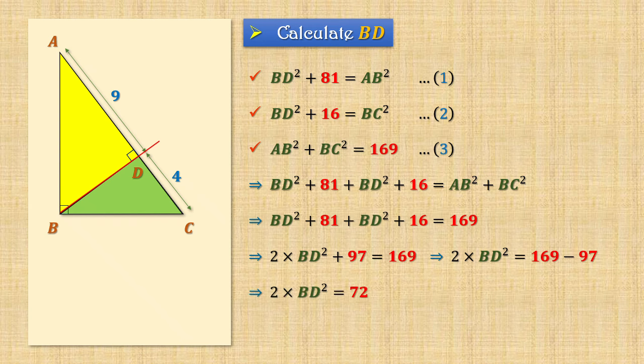So 2 times BD squared is equal to 72, which means that the square of BD is equal to 72 over 2. So BD squared is equal to 36, which means that BD is equal to 6. And this answers our question.